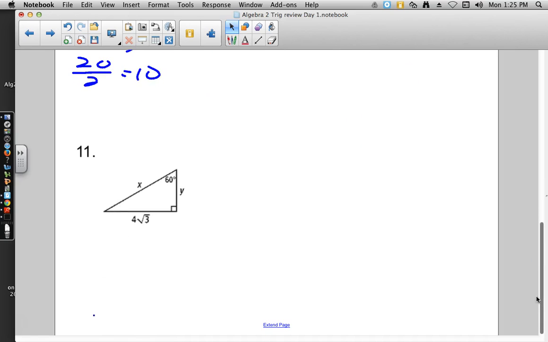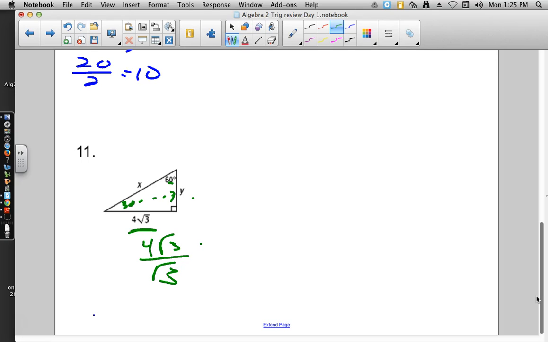So now I get to 11. And 11 looks like it's going to be much tougher, but I realize if this is 60 degrees, this is 30 degrees, and this is my short side. And they told me this one is 4 square roots of 3. Well, to go from short side to long side, you multiply by the square root of 3. So to work backwards, you're going to divide by the square root of 3. And boom, you get 4. And then to go from short side to hypotenuse, you multiply by 2. So 4 times 2 is 8. So x will equal 8.